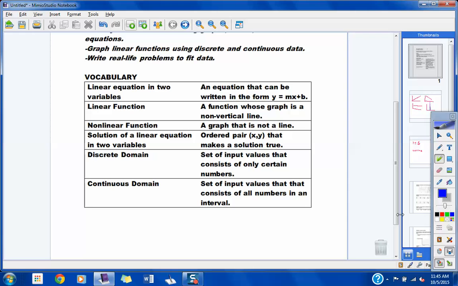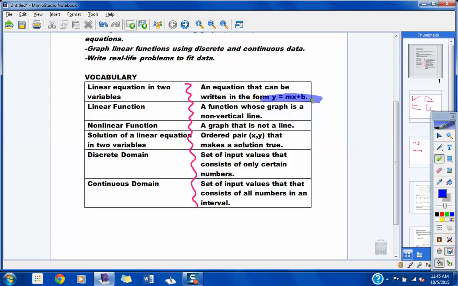Let's get through this vocab here quickly. Linear equation in two variable form. All right. How about volunteer to read that first vocab term for me? Okay, an equation that can be written of the form y equals mx plus b. In fact, I think this is one of your questions today. That's going to be the solution for you. It's going to say, what's the general form of any linear function? What's the general form of any linear function?